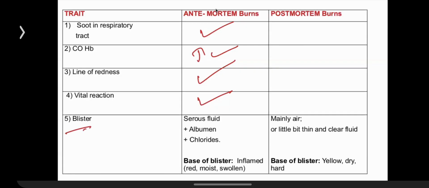Because it is antemortem, inflammatory exudate will be there: the proteins, electrolytes, all these things will be coming. In postmortem burns, these things are not there, so there will be only thin, clear fluids. Anything which is antemortem is always reddish. Anything which is postmortem is always yellow, dry, and hard, whether it is a burn injury, lacerated wound, or incised wound.